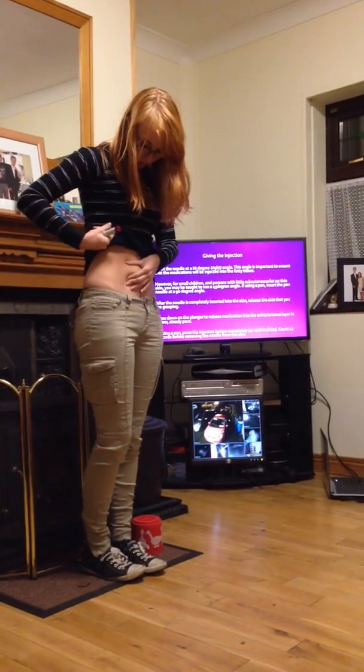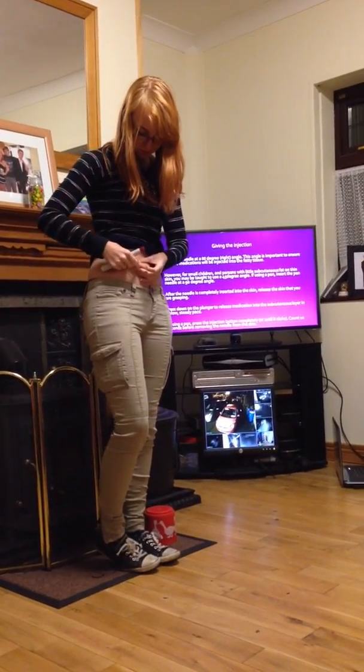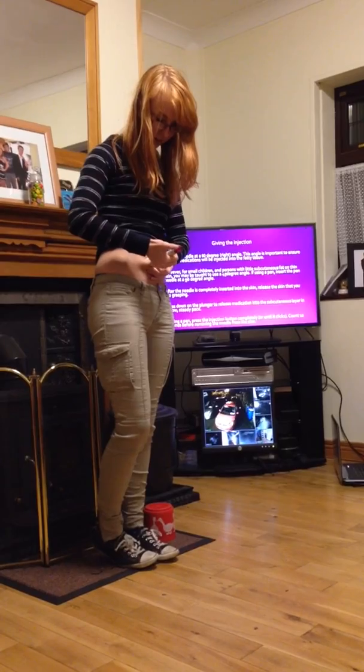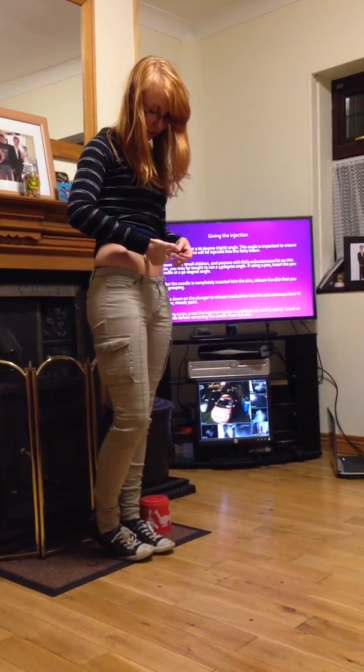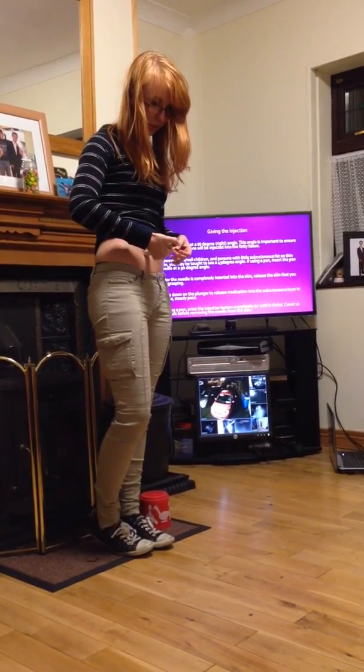So what you do is you grasp it like this at a 90-degree angle, then you let go of the skin and press down the button and you hear it click. Ouch! And then you want to wait 10 seconds.